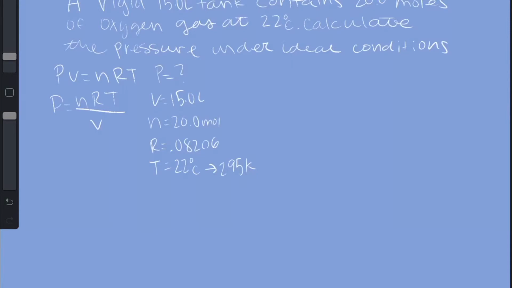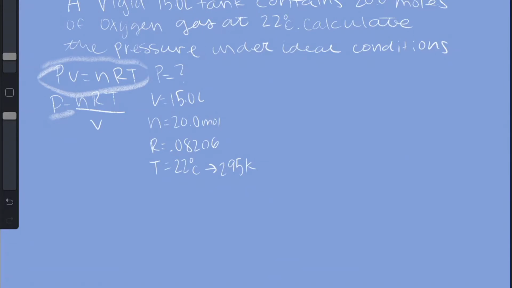So now we're doing another problem, and this problem is a rigid 15 liter tank contains 20 moles of oxygen gas at 22 degrees Celsius. Calculate the pressure under ideal gas conditions. So we have PVNRT right here. And so then we divide by V on both sides. So then we get P equals nRT divided by V. So we have our pressure, we don't know that yet, so we're going to solve for that.